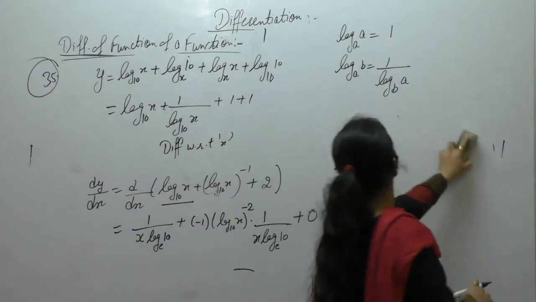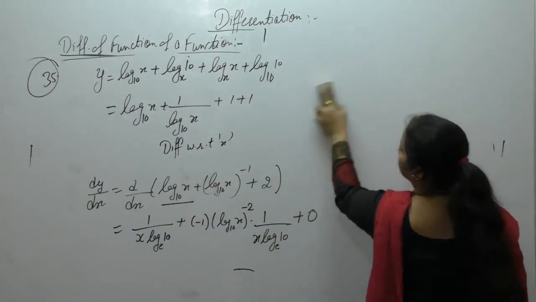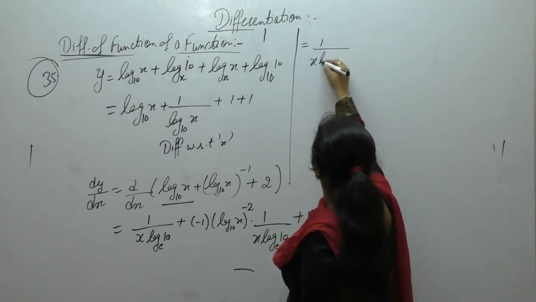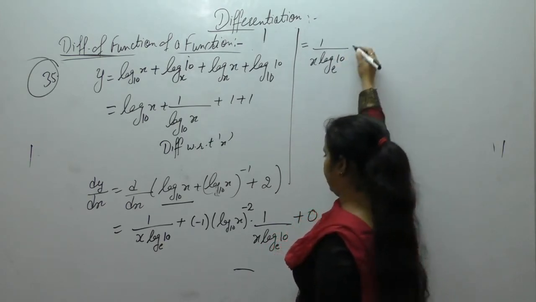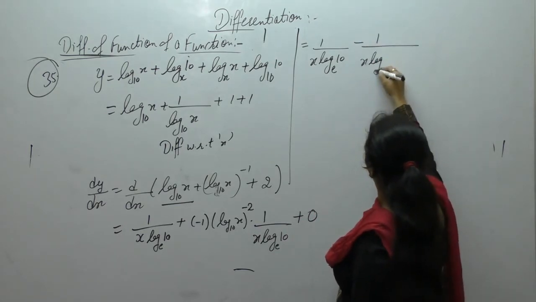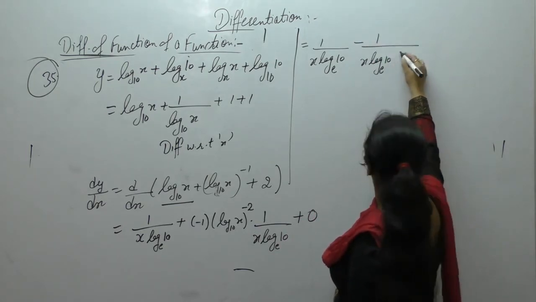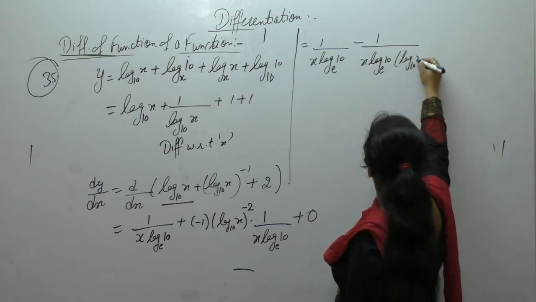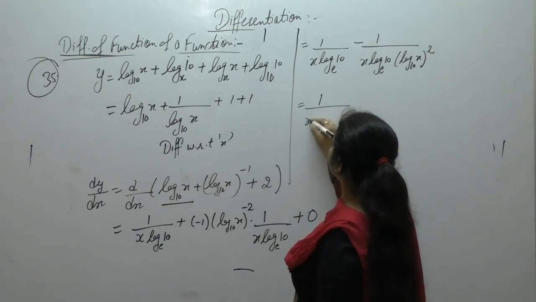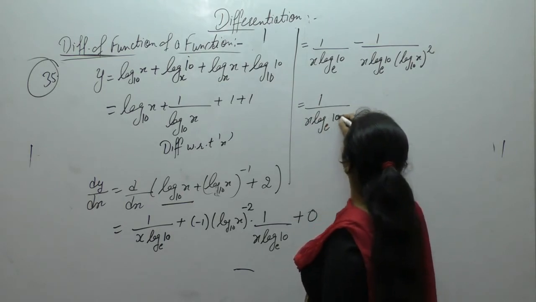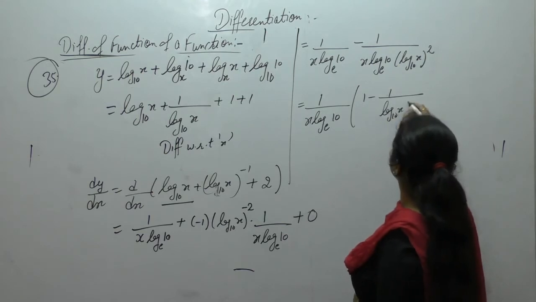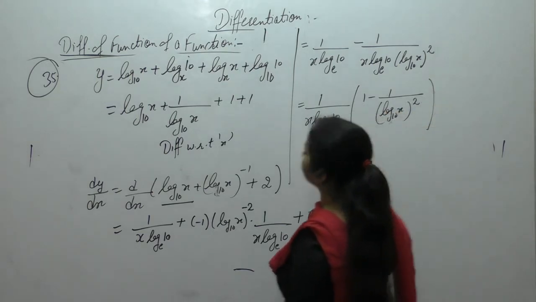So we can write it as, in the next step, 1 upon x, log of 10 with base e, minus 1 upon x, log of e with base 10 into log of 10 x square. We can take 1 upon x log e 10 as common. So 1 minus 1 upon log of 10 x square.